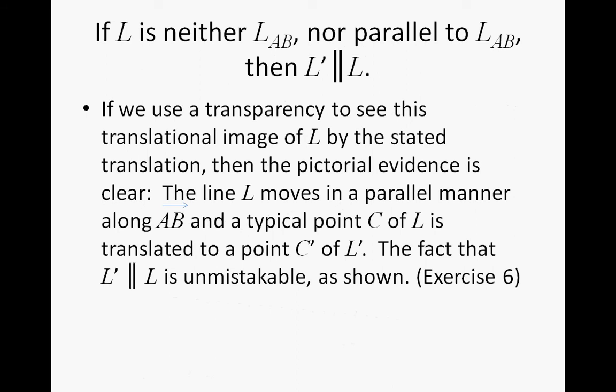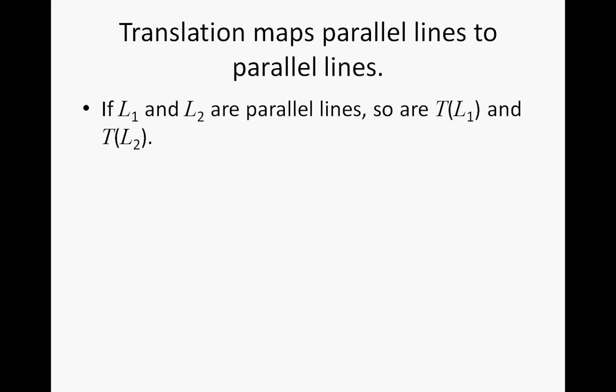All right, so if L is neither line vector AB nor parallel to line vector AB, then L prime is parallel to L. And if you use your transparency to see this translational image of L by the stated translation, then the pictorial evidence is clear. The line L moves in a parallel manner along vector AB, and a typical point C of L is translated to a point C prime of L prime. So the fact that L prime is parallel to L is unmistakable as shown. All you have to do is look at exercise 6, and you can do that in any direction, but you will always have parallel lines. So translation maps parallel lines to parallel lines. If L1 and L2 are parallel lines, then so are the translation of L1 and the translation of L2.